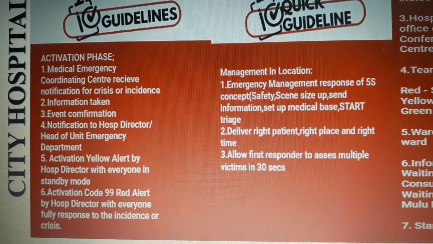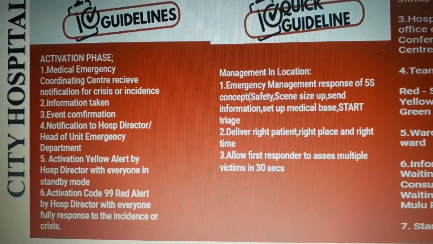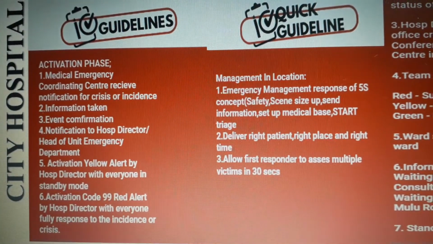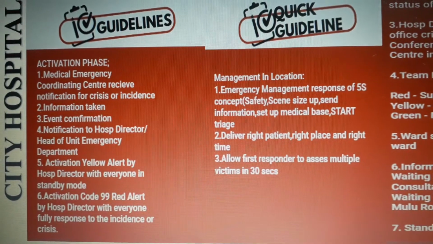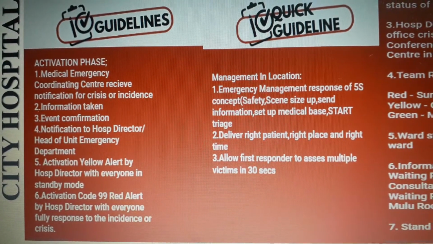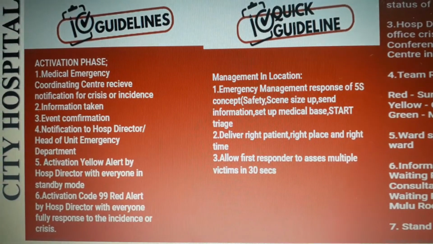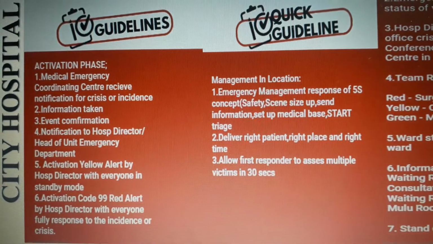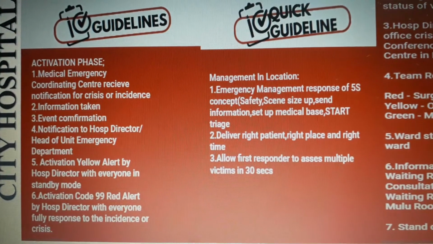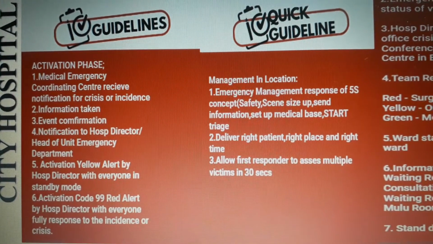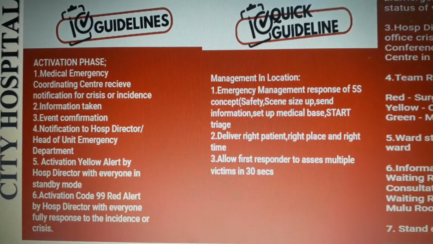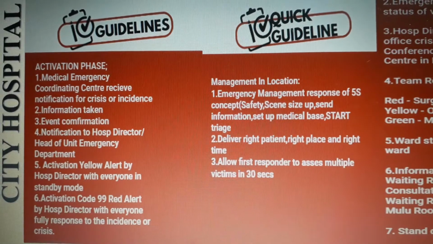So we go to the next step, that is the yellow alert. Yellow alert activation by the hospital director means that everyone must stay in standby mode. Standby mode means all the unit heads in each section will ensure everything is on standby. For example, the trolleys are enough, the human reserve is enough, the drips, the reagents, the consumables are enough to cope with the crisis later on.